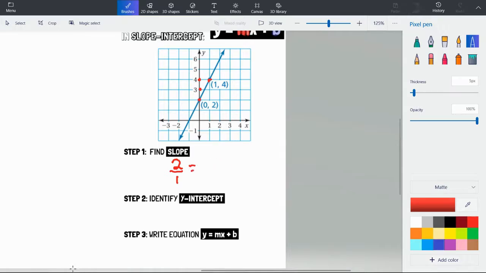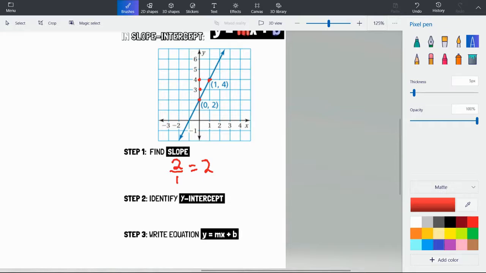2 over 1 is the same as 2. You can just divide it. 2 divided by 1 equals 2. So this means for every time we go over 1, we go up 2, or every time we go up 2, we go over 1. However you want to say it is fine.